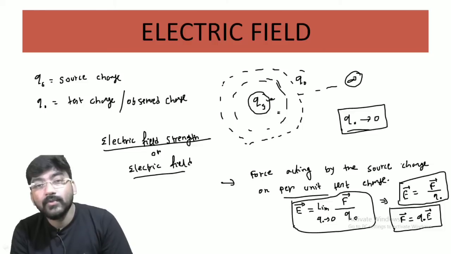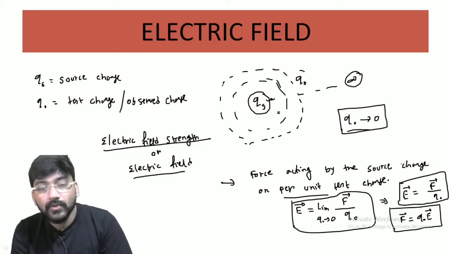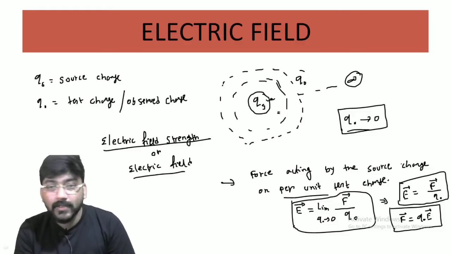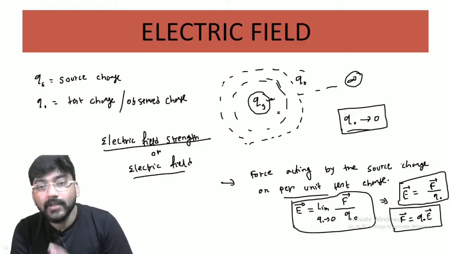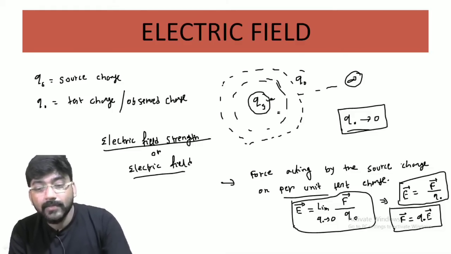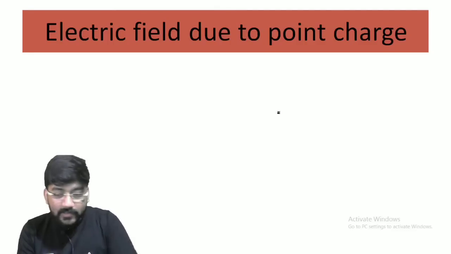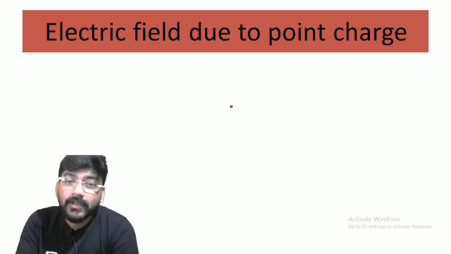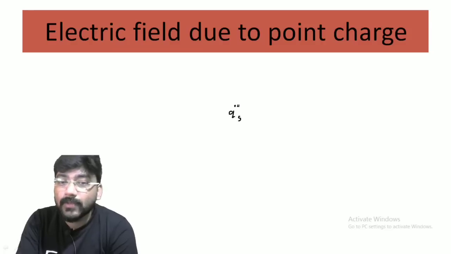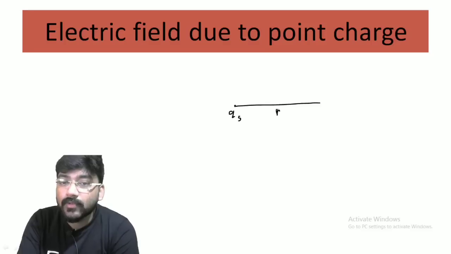So first, we have to find out the force on charge Q0 due to QS, whatever be the QS. Let me first discuss the very simple case, that is when QS is a point charge. Let me discuss the electric field due to a point charge. Let me take QS as a point charge here, and suppose we have to find out the electric field strength at distance r from this QS charge, that is the point P here.